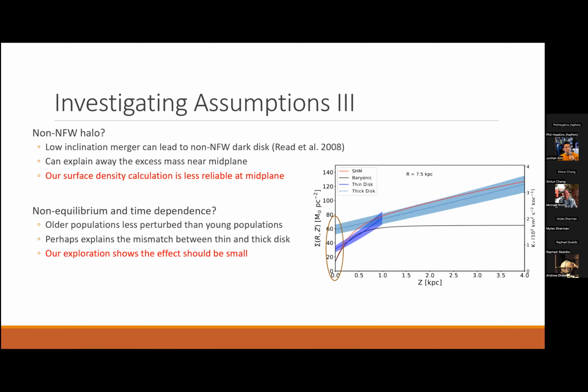How about non-equilibrium and time dependence of the galaxy? Well, we know for a fact that our galaxy is not in equilibrium, and the older population is usually less perturbed than the younger population when there is a net impact. Perhaps this could explain away the mismatch between thin and thick disk. However, our exploration also shows that the effect should be small.